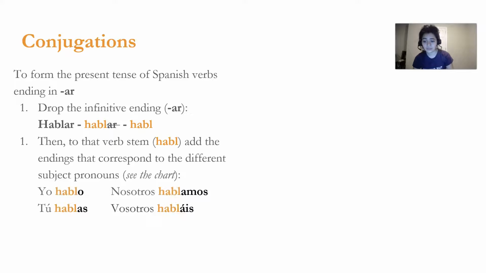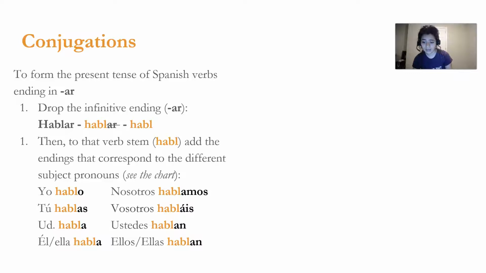Yo hablo, nosotros hablamos, tú hablas, vosotros habláis, usted habla, ustedes hablan, él, ella habla, ellos, ellas hablan. So as you can see here, in orange is the verb stem, and in black are the endings that correspond to the different subject pronouns in the present tense for AR ending verbs.